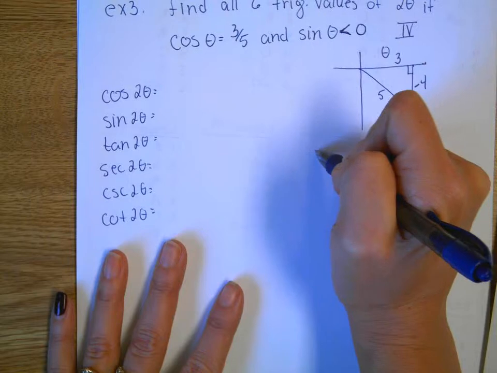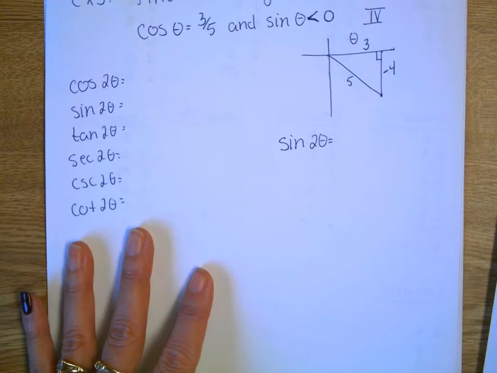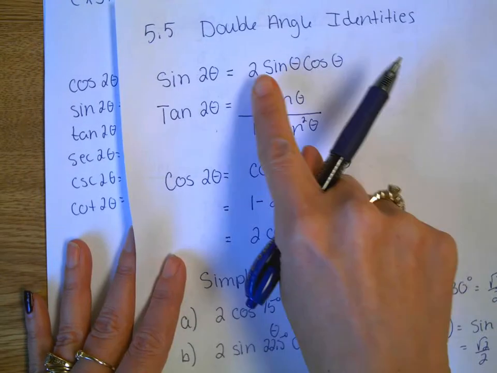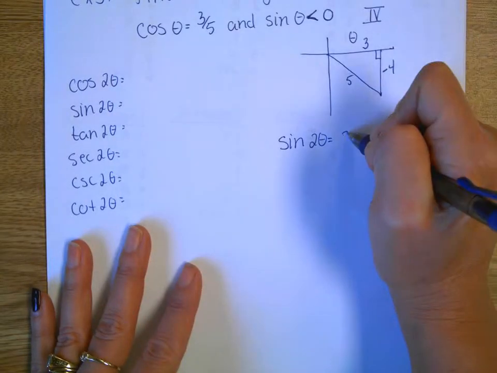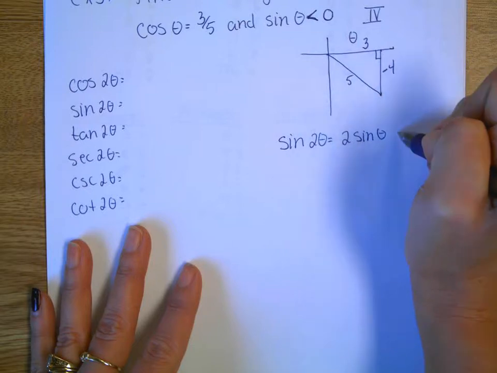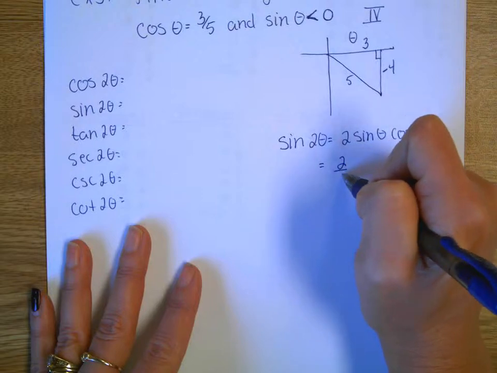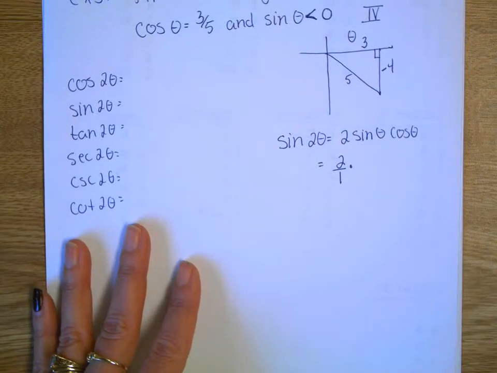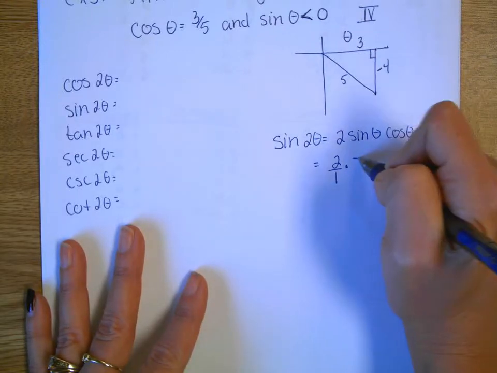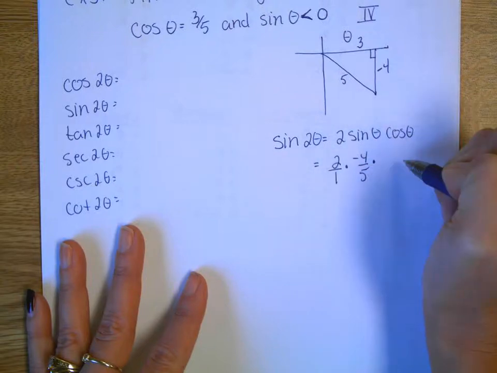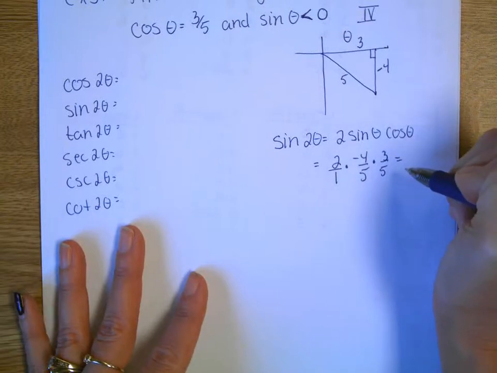So if I find the sine of 2 theta first, my identity says, I'm going to write down the identity: 2 times the sine of theta times the cosine of theta. I'm going to make that 2/1 because I know I've got fractions coming. What's the sine ratio? -4/5. And what's the cosine ratio? 3/5. Looks like nothing will cancel, and it's okay to multiply.